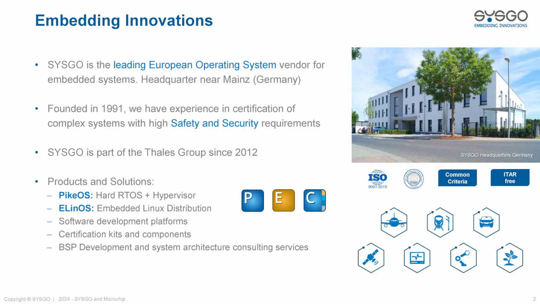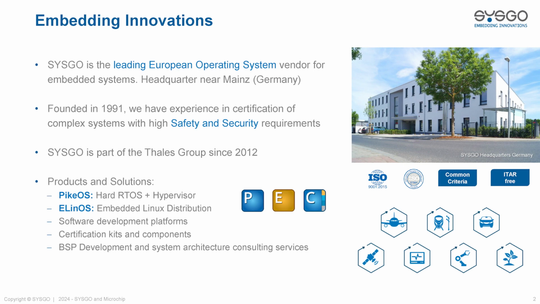So let me start with a brief introduction of SYSGO. We are a leading European supplier for operating systems for embedded systems, headquartered in Germany with sites in France, Czech Republic, and the UK. We started about 30 years ago with services for embedded devices and developed from that background our own operating system with a development environment targeted to system and application designers. With our products, we mostly are targeting safety and security of embedded applications. And since 2012, we are part of the Thales Group.